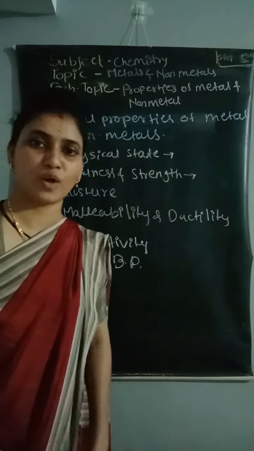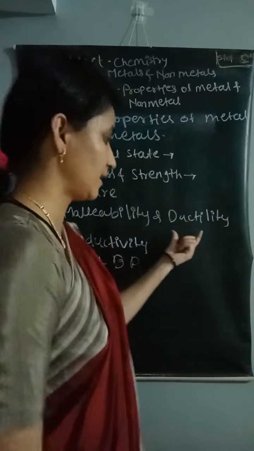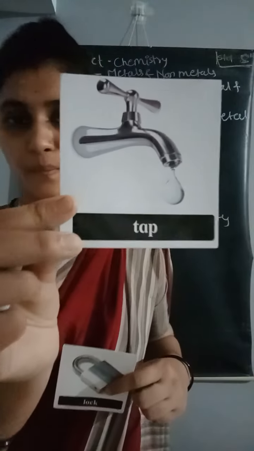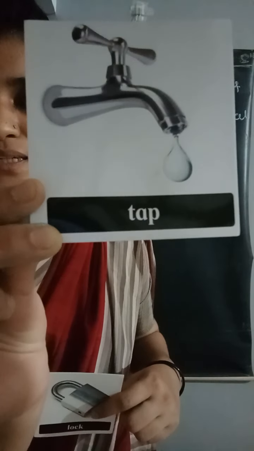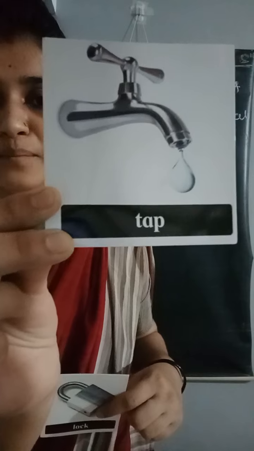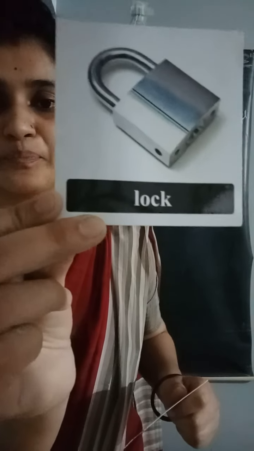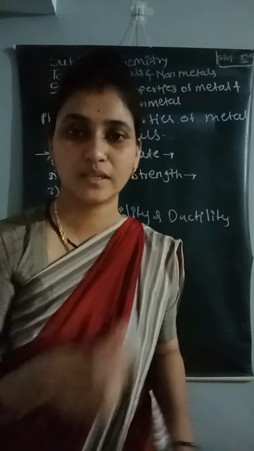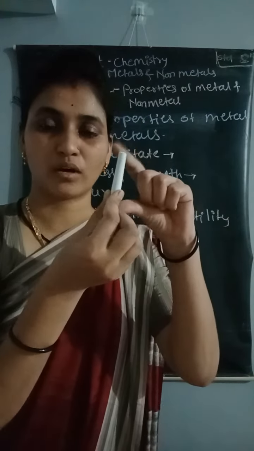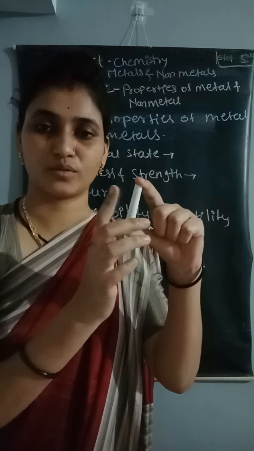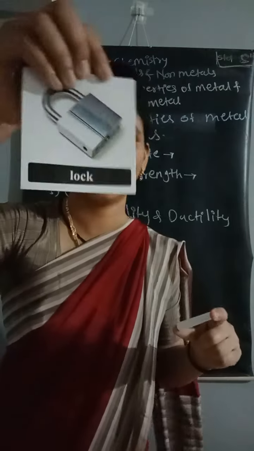The next physical property is malleability and ductility. I will show you some pictures. This is the picture of a tap which is made of metal, steel. Second one is a lock. See here, students, a lock. This is metal. You have seen this one is a chalk. This is a non-metal.